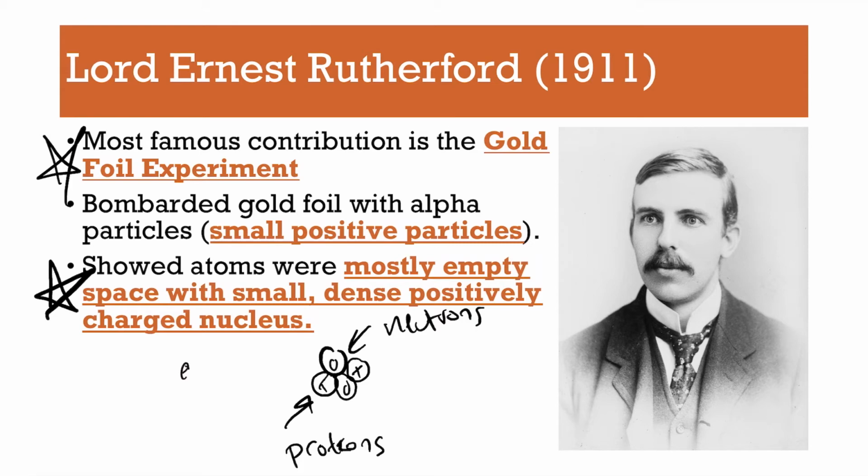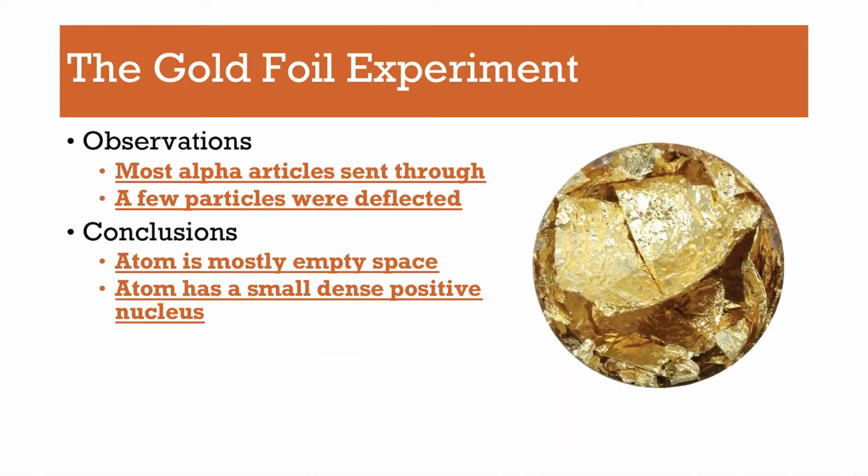And then the model we looked at yesterday had these electrons kind of floating around. So even with this picture, you can see that the center is positive, because remember, protons are positive, neutrons are neutral. The protons cancel out the neutral, so it's all positive. And then most of the space was empty.